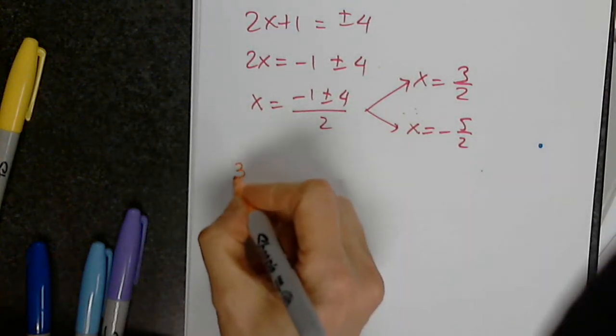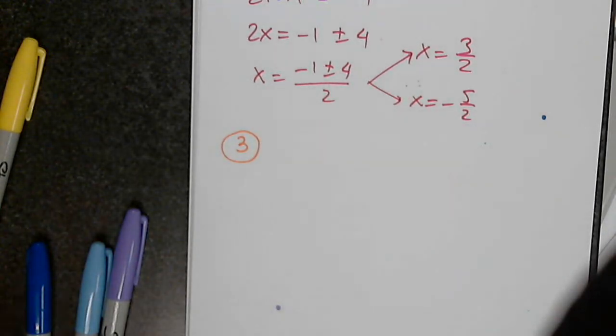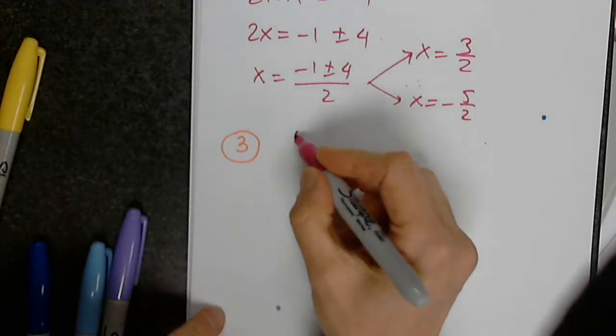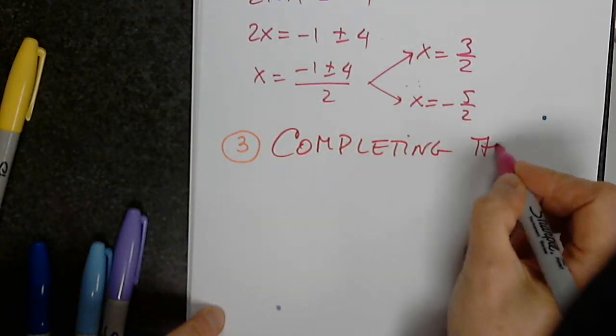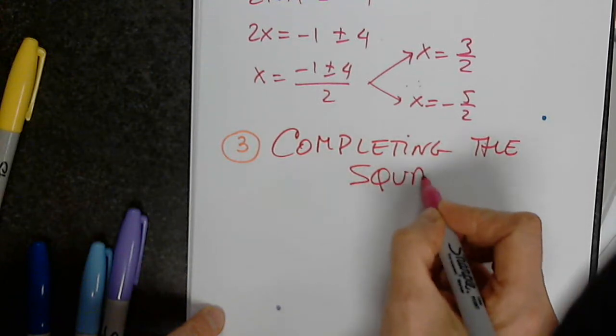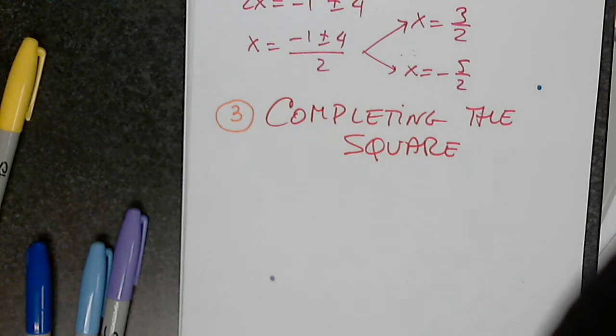Here's a third method. You're not going to like this one. I personally don't, but it's useful for something else, not for this. We study it here. It's called completing the square. It's not useful in this situation. We learn it now because it's useful for something else.